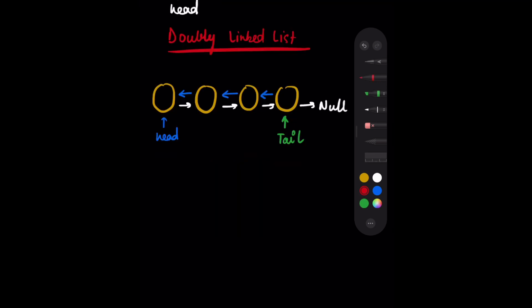Now the next very common variant of linked list is a circular linked list. In this particular linked list also, we have nodes.